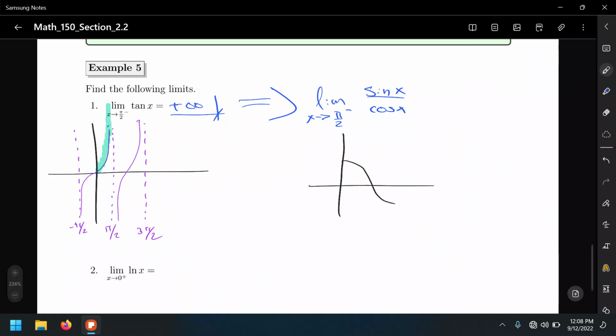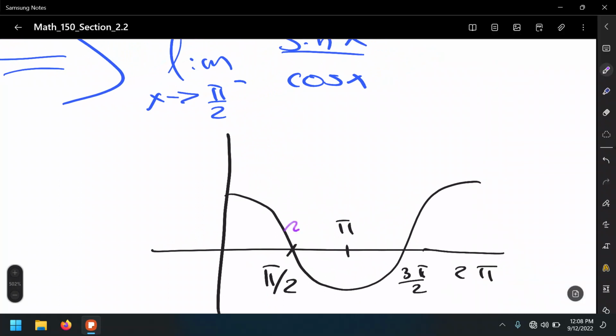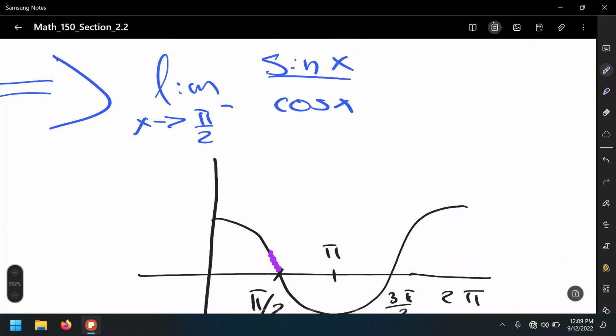The graph of cosine looks like this: that's 2 pi, 3 pi over 2, this is pi, and this is pi over 2. Here is the thing. We are going to approach pi over 2 from the left, in a way that we get arbitrarily close to it. Those values that I'm shading here, what is the sign of those values? Positive.